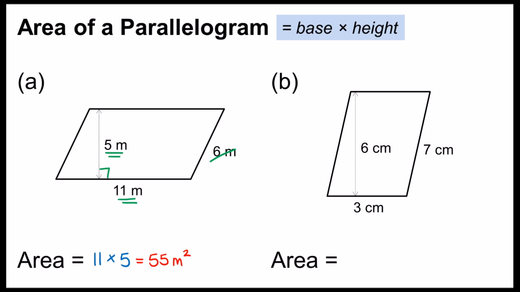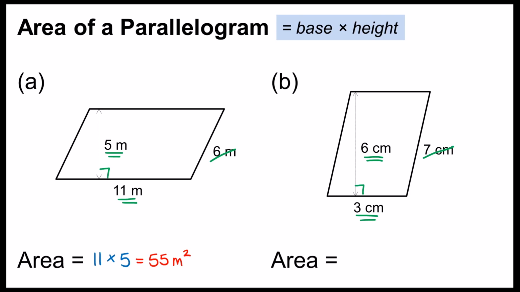In my second example, I have another parallelogram, this time with base 3 centimeters and height 6 centimeters. I know that this is my base and height because they're both at right angles to one another, so they're therefore perpendicular. Again, I'm given an additional length of 7, which I don't need to use in my calculation because it's on a slant or a diagonal, so I can simply cross it off.